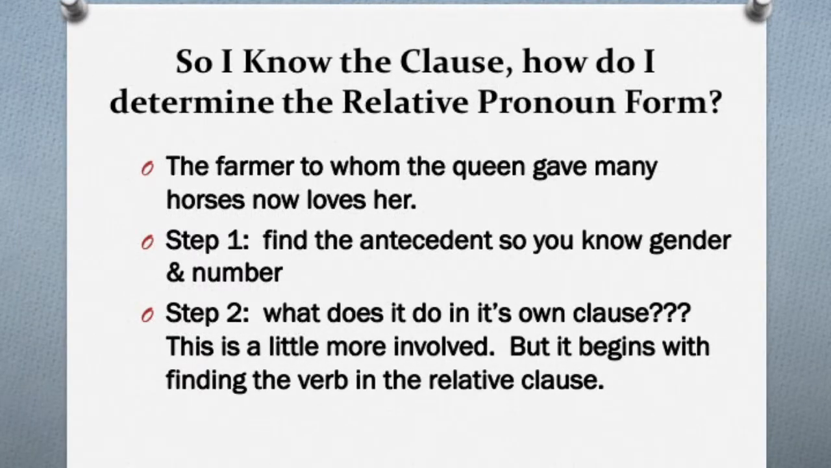Now you are ready to determine the precise form of the relative pronoun. You already know from the antecedent what the gender and number is of the pronoun. Now you need to look at the clause that the pronoun is in and determine what its use is in that sentence. This is a little more involved, but it always is going to begin by being able to find the verb in the relative clause.